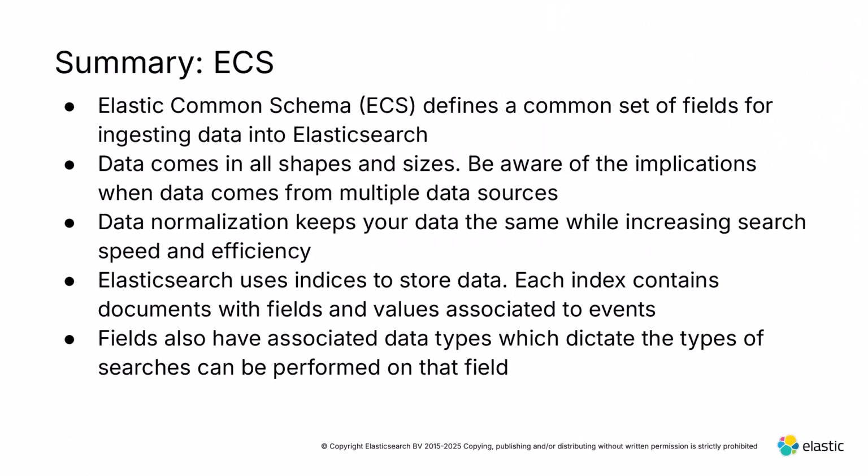We covered what ECS is and how it defines a common set of fields for ingesting data into Elasticsearch. We talked about the challenges we faced when working with data from multiple sources without any kind of schema. Data normalization keeps your data the same while increasing search speed and efficiency. Remember, only the field name is changed to the naming standard. With logging and data structures, we learned about how an index stores data, and then each index contains documents with field value pairs. Fields also have an associated data type, which dictates the types of searches and operations that can be performed on that field.